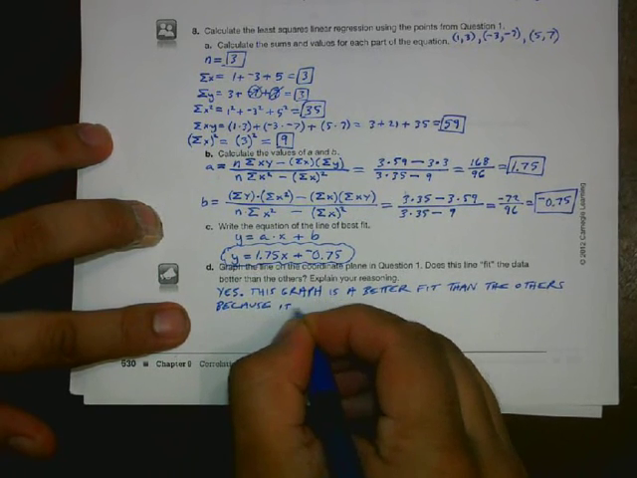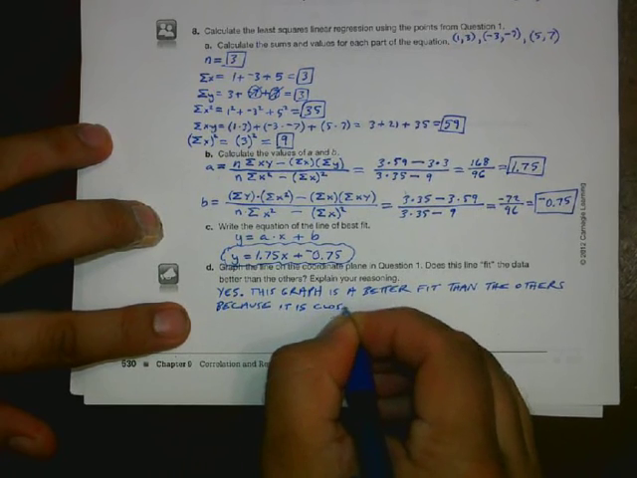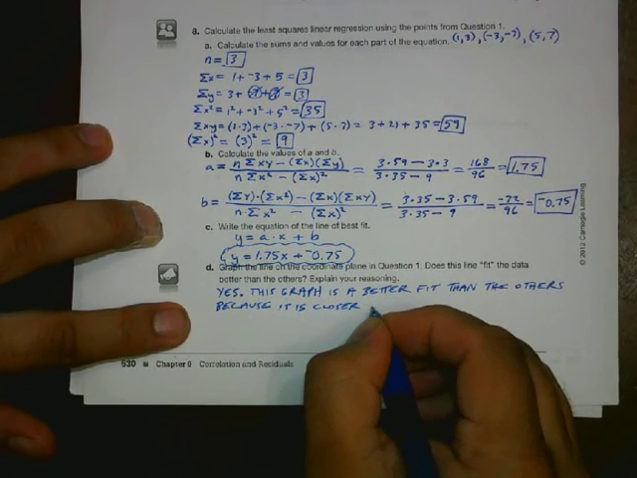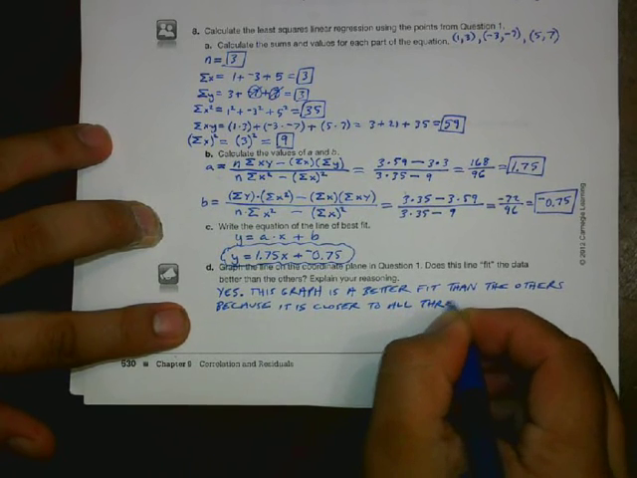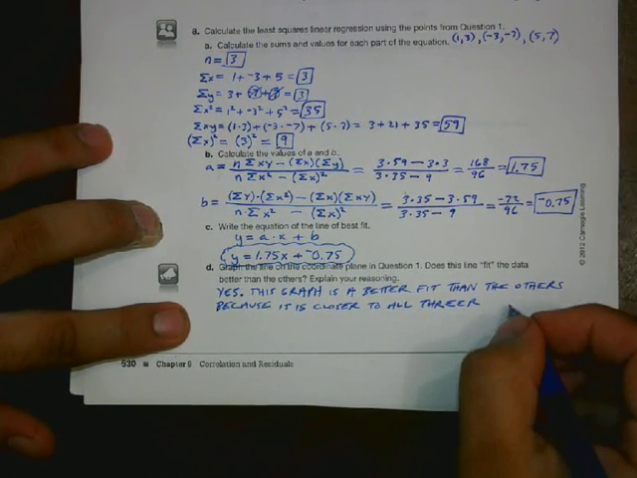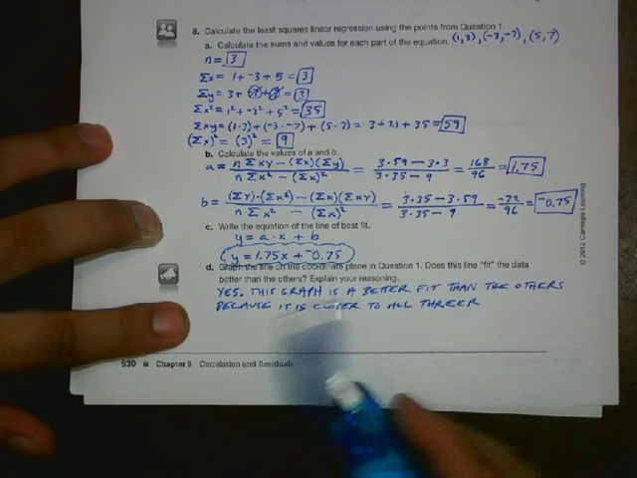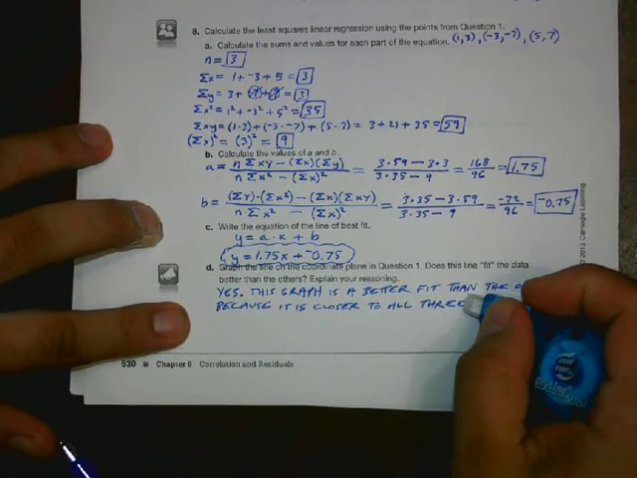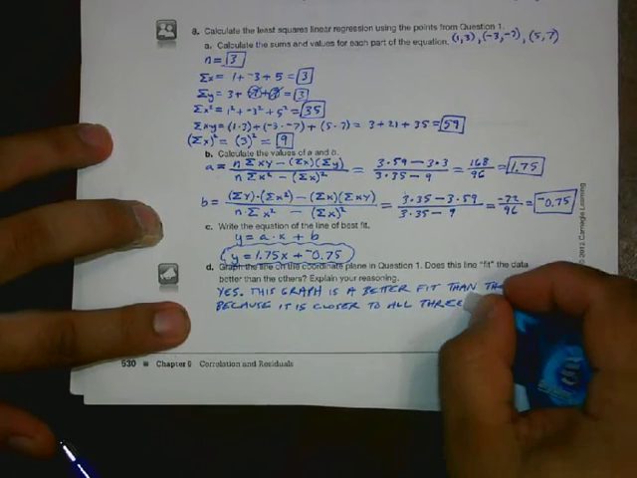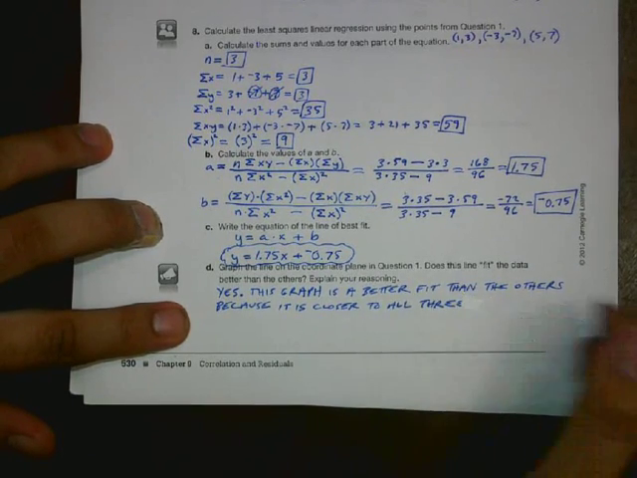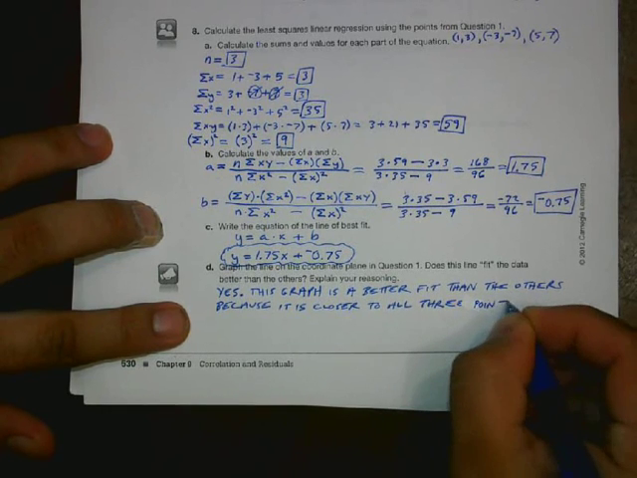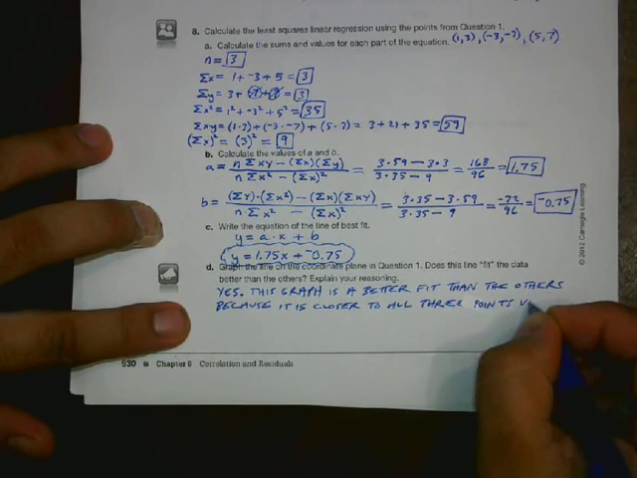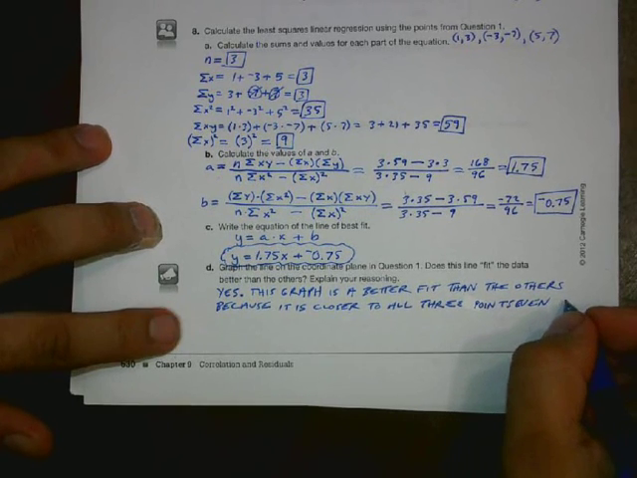It is closer to all 3. All 3 are. Gotta fix that there. It's closer to all 3. All 3 what? All 3 points. Even though it does not pass through any of them.